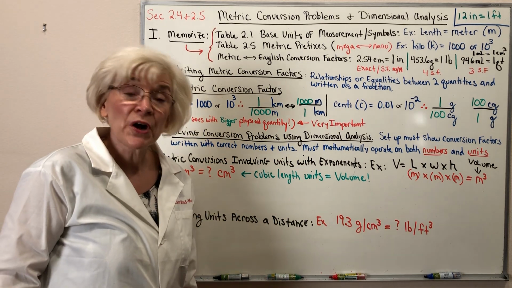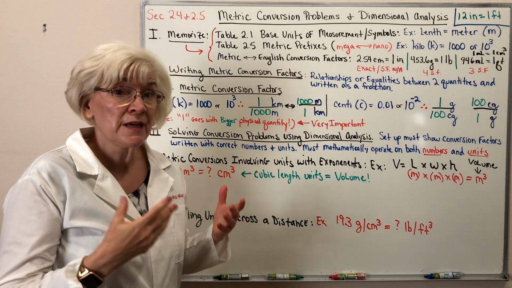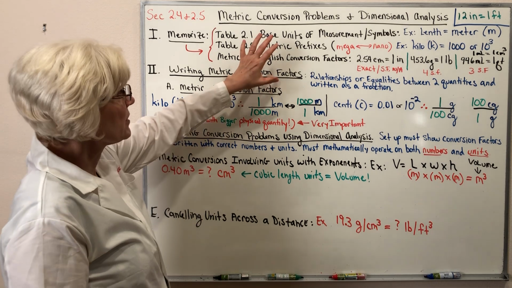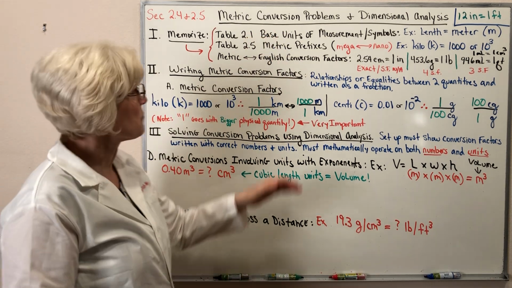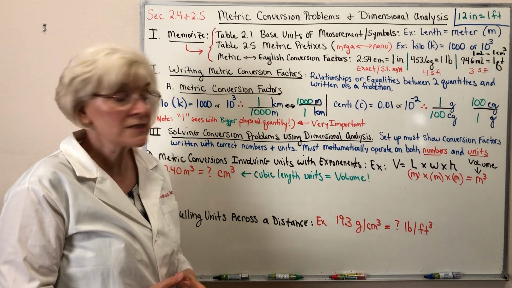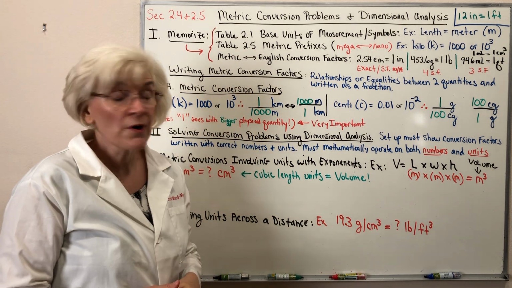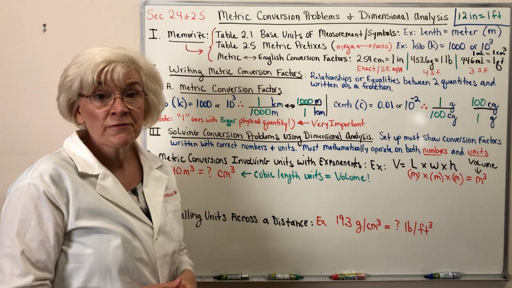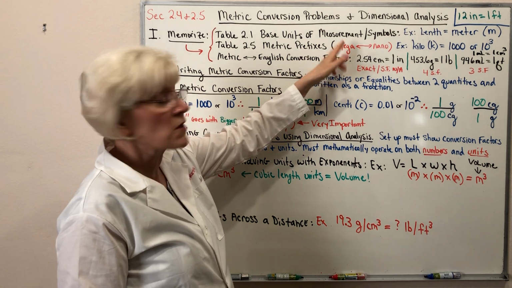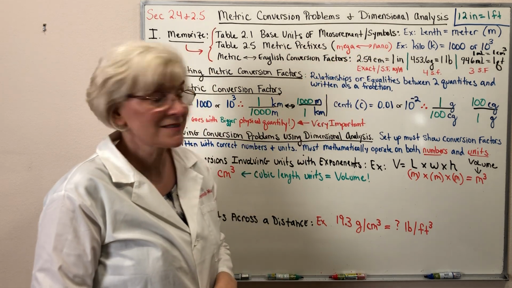We're now looking at part 2 of our discussion of metric conversion problems using dimensional analysis as our problem-solving method. A quick reminder, in order to do metric conversion problems, you need to be very comfortable with table 2.1 in the textbook on base units of measurement. You also need to have memorized table 2.5 metric prefixes, and I'm specifically asking that you memorize all the metric prefixes starting with mega and going all the way down to nano.